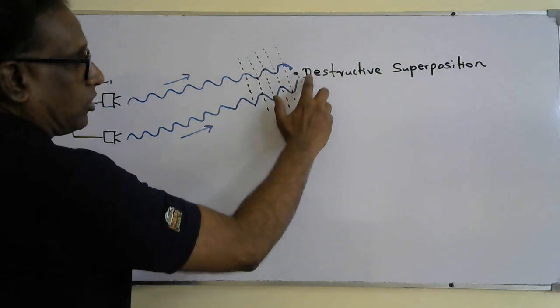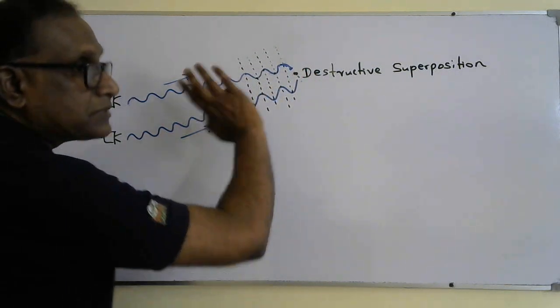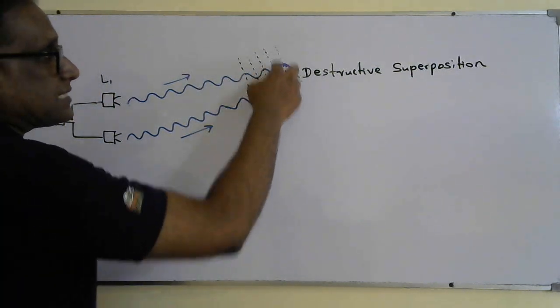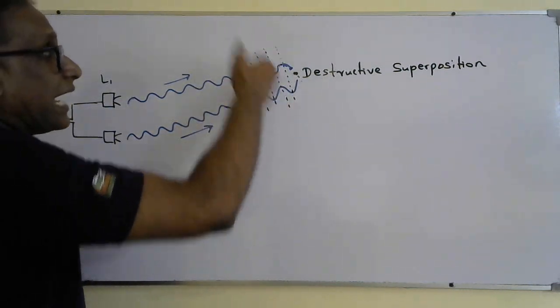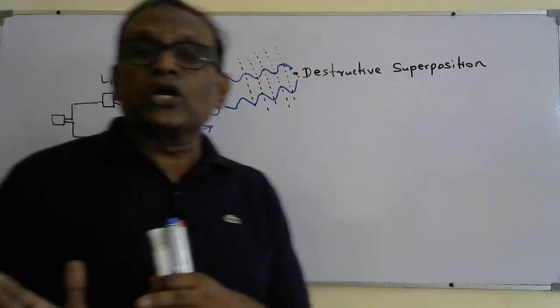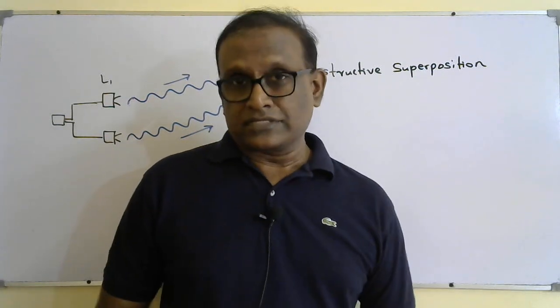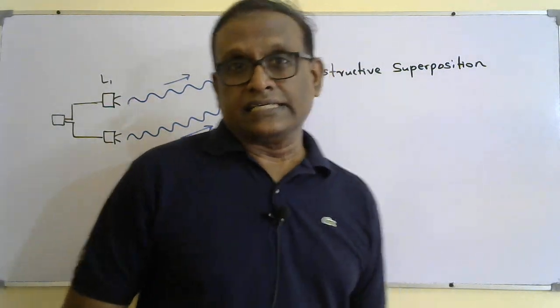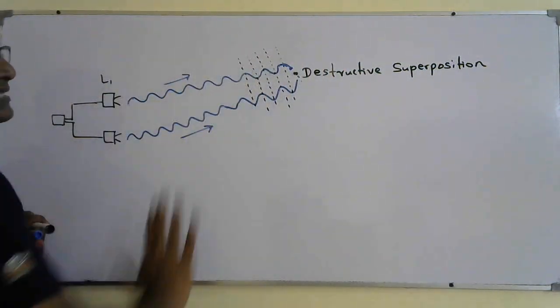When a crest comes here, a trough will come here. When a trough comes here, a crest will come here, and so on. I can say the crest and trough of the two waves are lined up together because they are coherent waves. That is one condition. Second condition, they should have the same phase relationship.